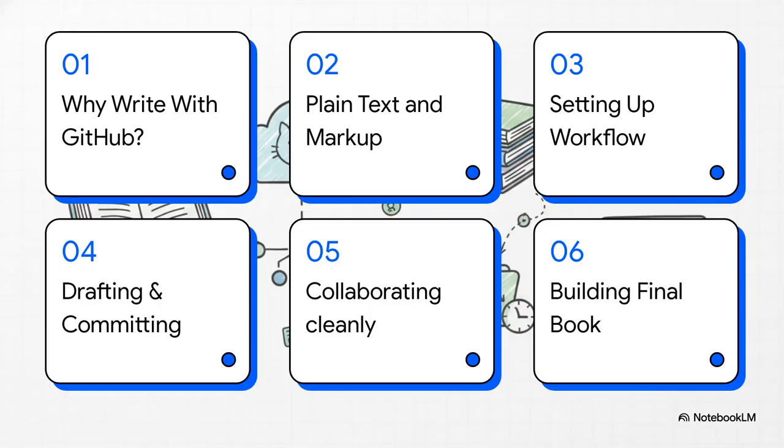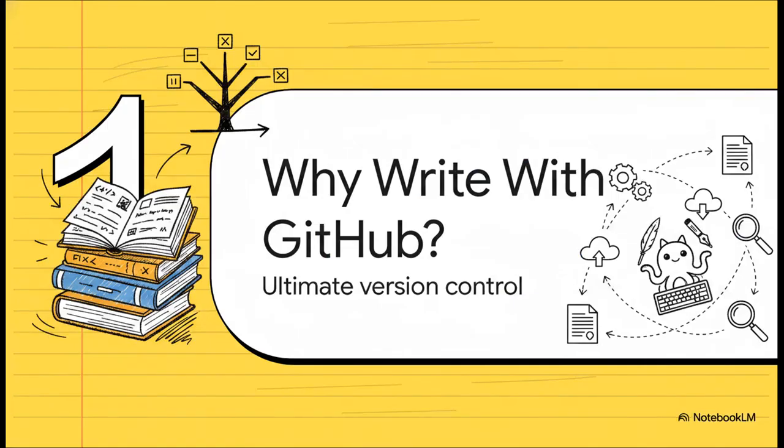Here's our step-by-step roadmap for today. 1. Why write with GitHub? 2. Plain text and markup. 3. Setting up your workflow. 4. Drafting and committing. 5. Collaborating without the chaos. And 6. Building your final book.